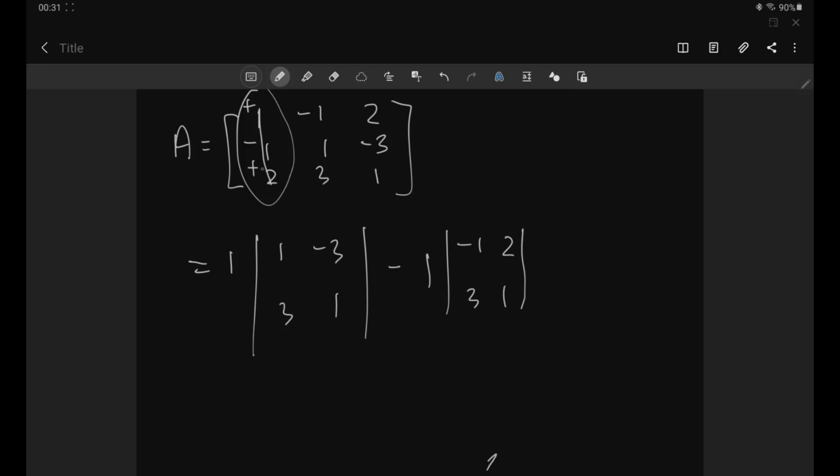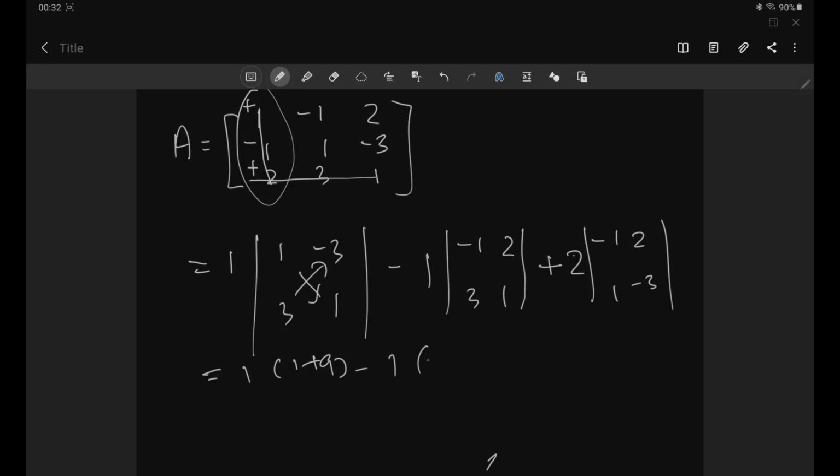Then the last one, the first column and then the third row. Plus 2, -1, 2, 1, -3. So we can solve this one. We can multiply: 1 plus 9 minus, okay, 1. -1 times 1 minus 2 times 3, 6. So -1 minus 6 plus 2. -1 times -3, we get 3 minus 2 times 1, 2. So we get here 19.